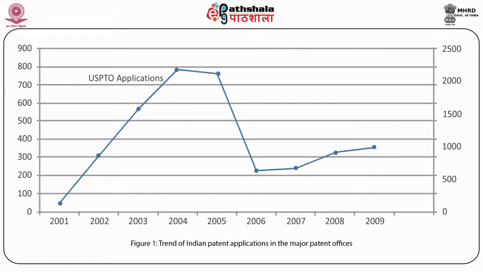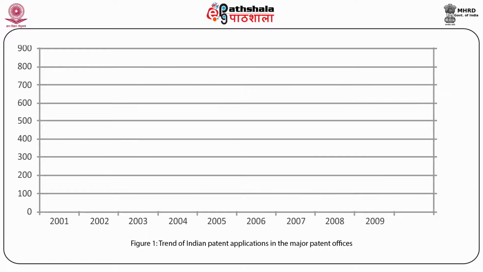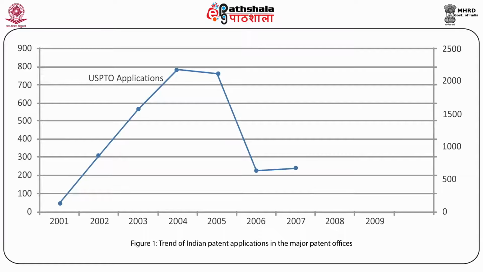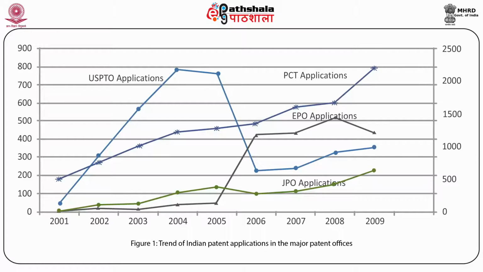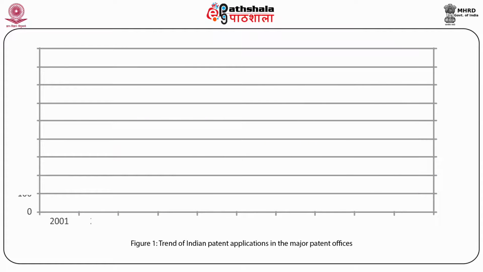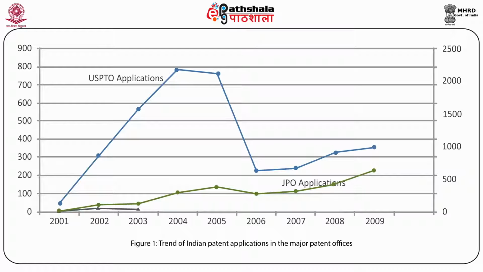Friends, till this time we have talked of patent attributes, and we have discussed patent indicators. Now let us take an example from Indian patenting trends. Figure 1 highlights trends of Indian patent applications in the Patent Cooperation Treaty, USPTO, EPO, and the Japanese Patent Office from 2001 to 2009.